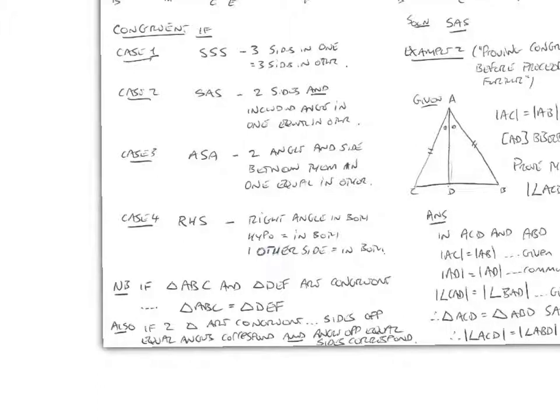So the fourth case is when we have a right angle, a hypotenuse, and one side equal in length. So if we have two triangles and there's a right angle in both, the hypotenuse in both is equal in measure, and one of the other two sides is equal to one of the other two sides in both triangles, then those two triangles are congruent.